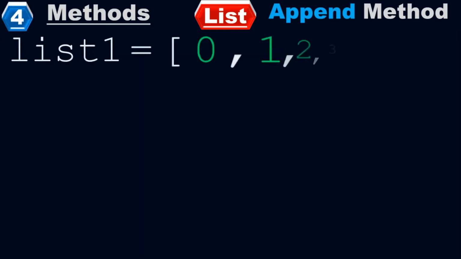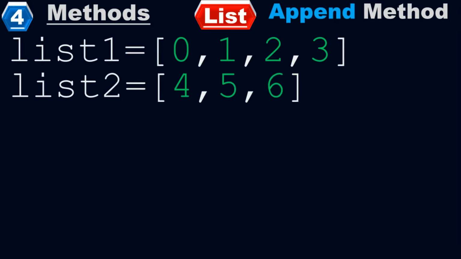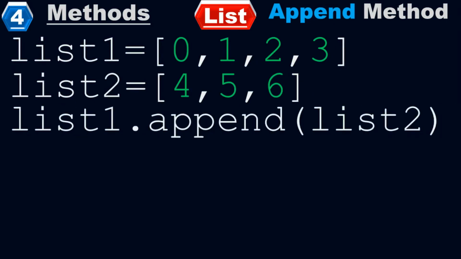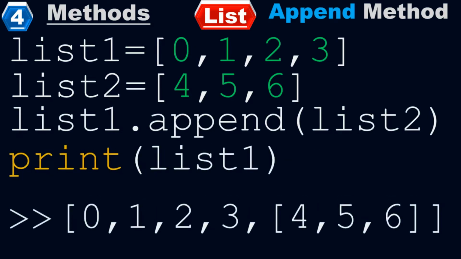Example number 4. list1 = [0, 1, 2, 3]. list2 = [4, 5, 6]. list1.append(list2). Take the print of list1, you will get 0, 1, 2, 3, 4, 5, 6.